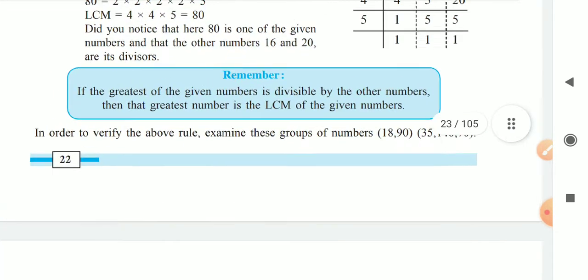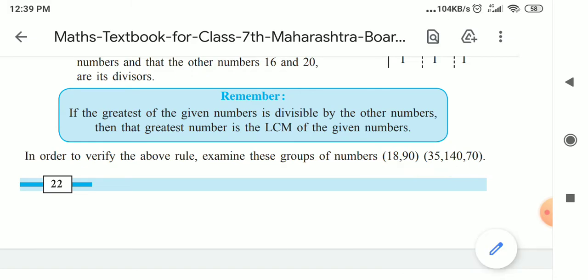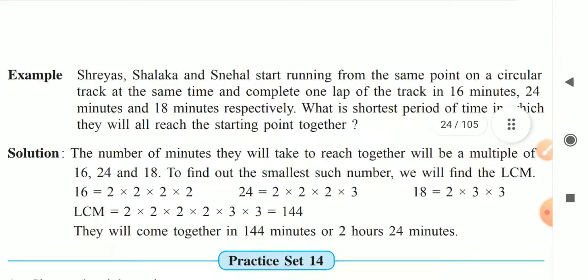And to verify that, they told you to solve these examples. So today you are going to solve these examples and you have to verify this rule. And one more example is there, that also we will see.